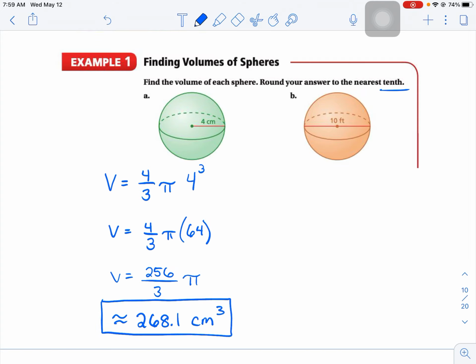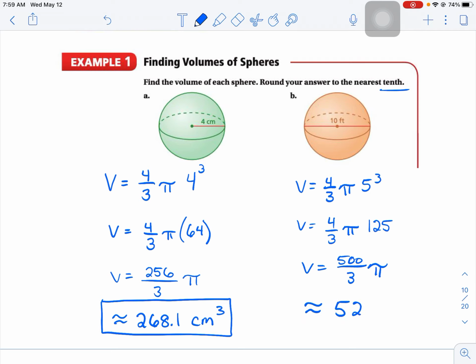Okay, and you could do all of those steps in your calculator. I just simplified first. All right, so same idea for B. Volume equals 4/3 pi. Here they gave me diameter, so my radius would be 5. So that would give me 4/3 pi times 125. So that would give me 500 over 3 pi, which if I calculated that to the nearest tenth, would be 523.6 feet cubed.